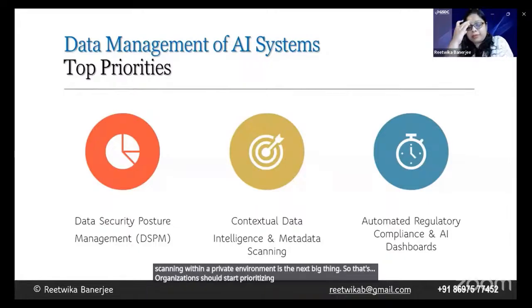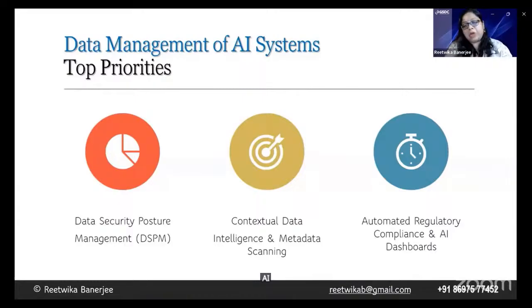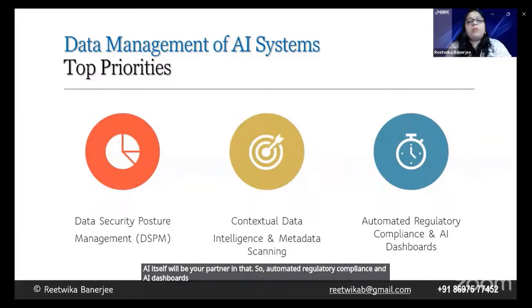And finally, automated regulatory compliance and AI dashboards. Like I said, hundreds of new regulations are there, and regulatory requirements are changing every day. So how do I keep a tab on that? AI itself will be your partner in that. So automated regulatory compliance and AI dashboards. These are the top three priorities.